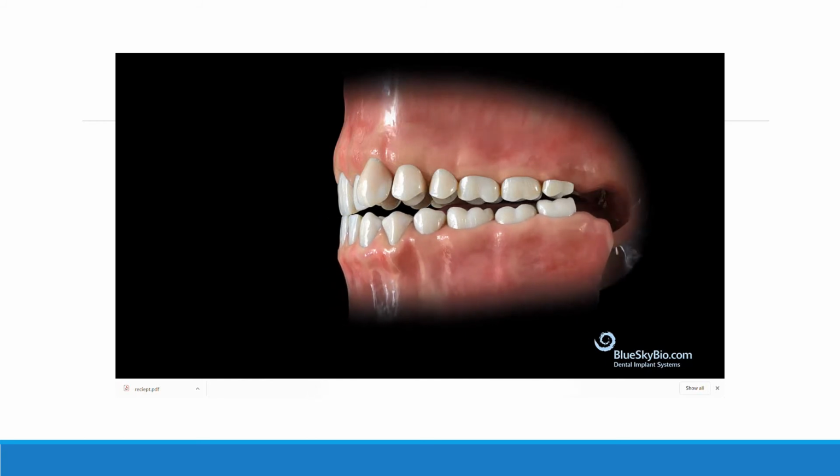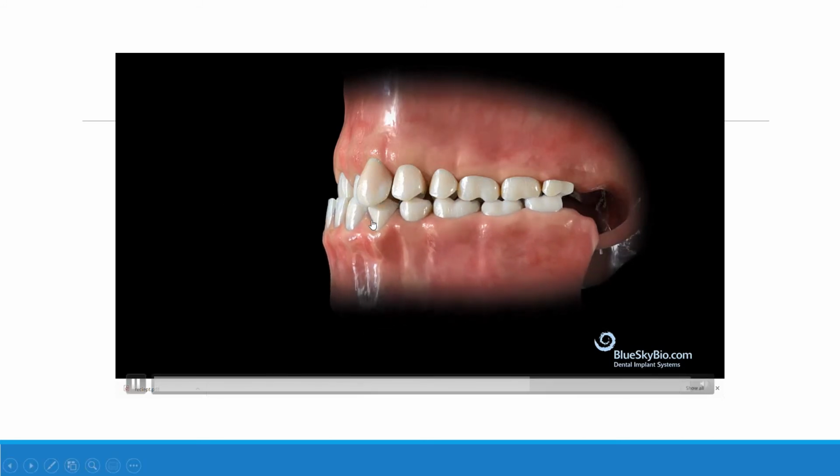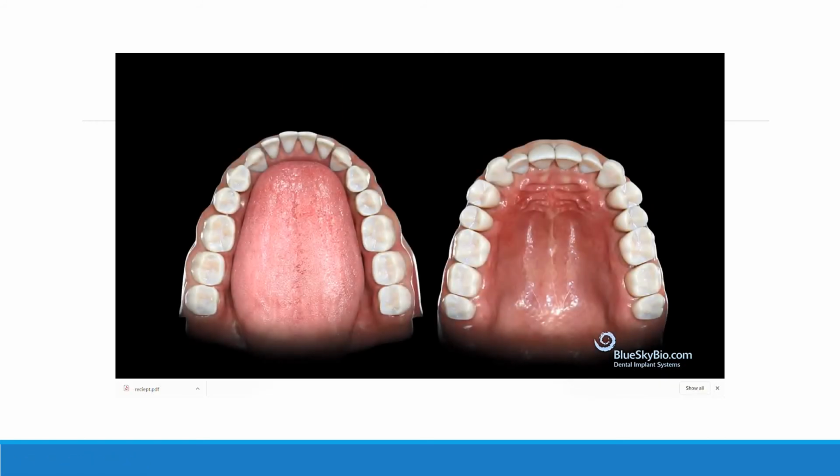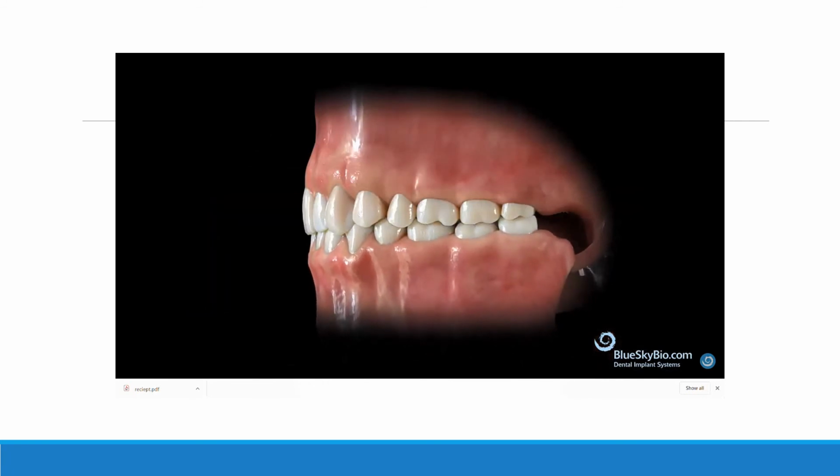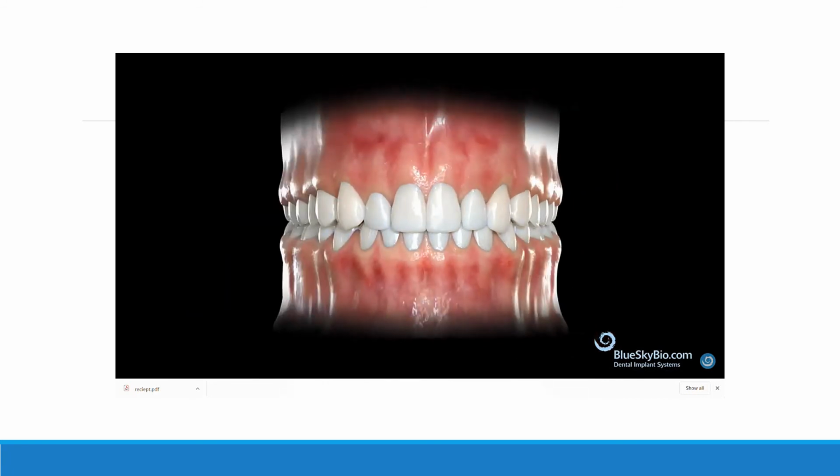If class 3 molar relationship is associated with a positive overjet, or like here, edge-to-edge incisor relationship, a compensated class 3 occlusion is suspected. A compensated class 3 occlusion is a clinical situation where the maxillary and mandibular incisors compensate for the existing skeletal class 3 discrepancy.